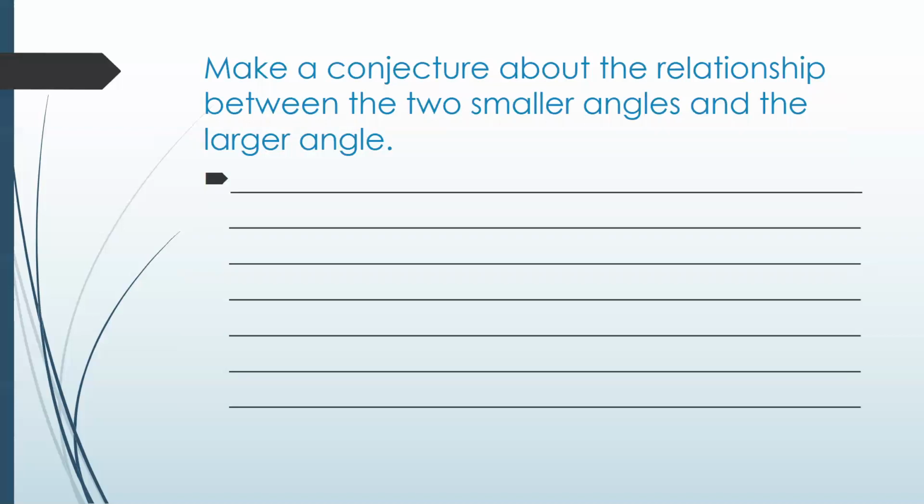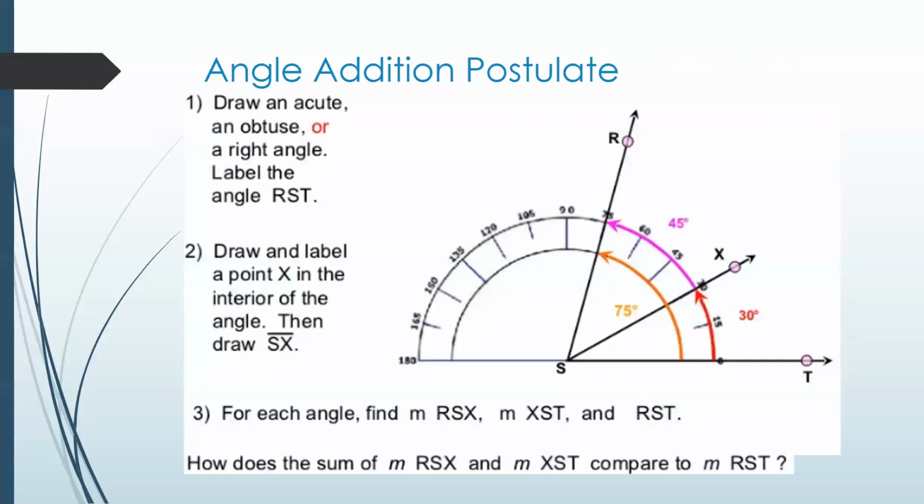So tell me what you decided about the relationship between the two smaller angles and the larger angle. Mine is, one is bigger than the other. They're not the same size, but what happens if I take 30 plus 45 on mine? Yeah, you get 75.